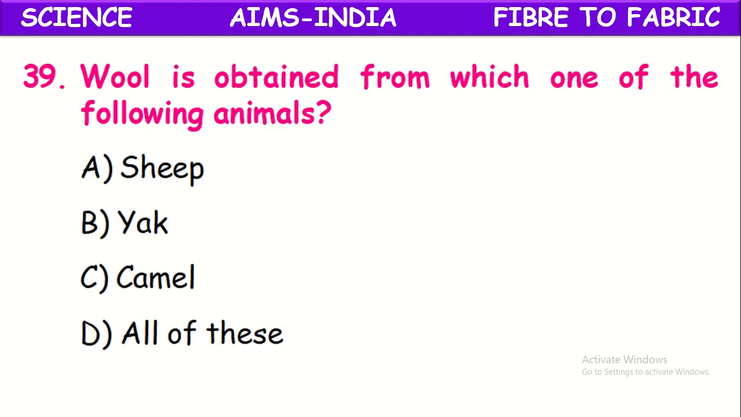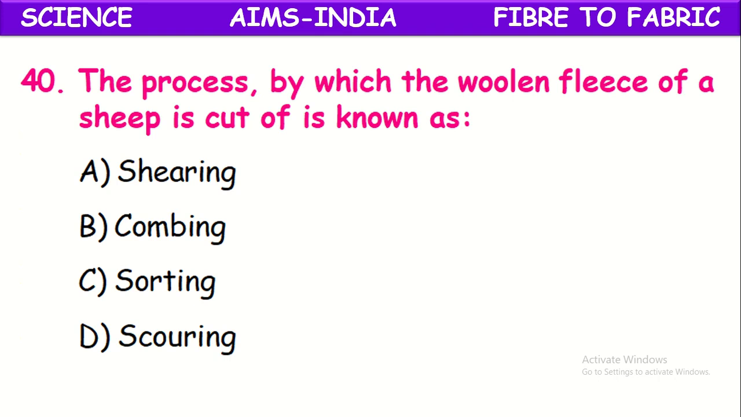Next, wool is obtained from which one of the following animals? What are those? Sheep, yak, camel. These all will give wool hair, which is used for making woolen fiber. Next, the process by which the woolen fleece of a sheep is cut off is known as what? Shearing. Shearing is a process in which the woolen fleece of sheep is cut off.